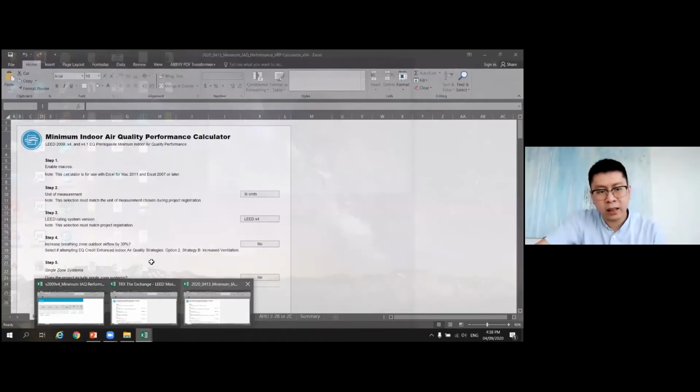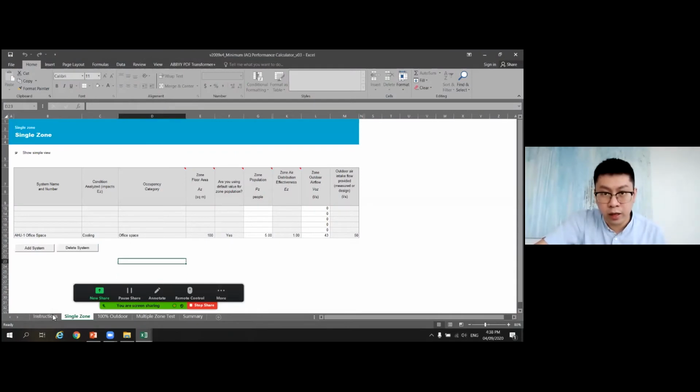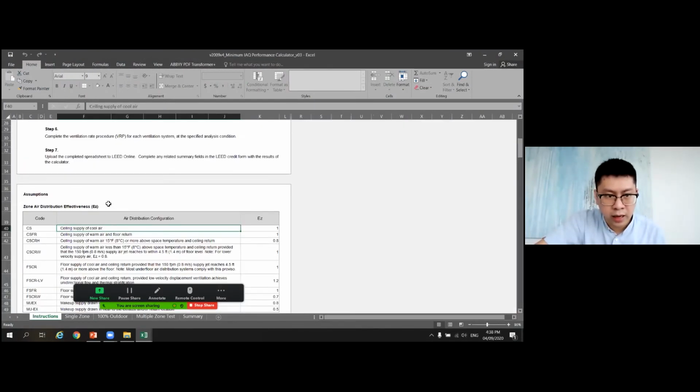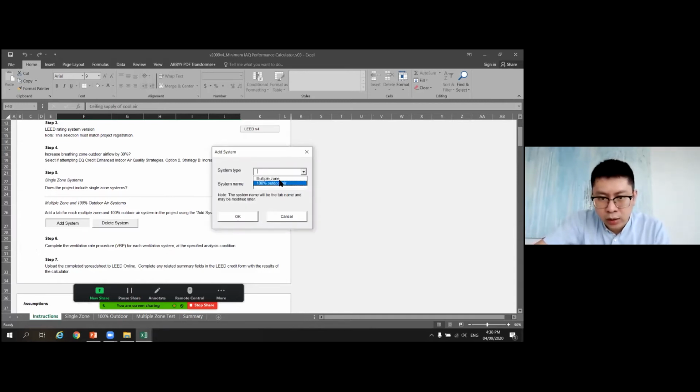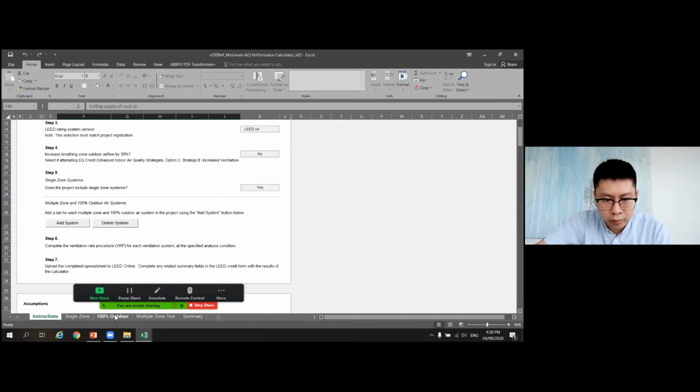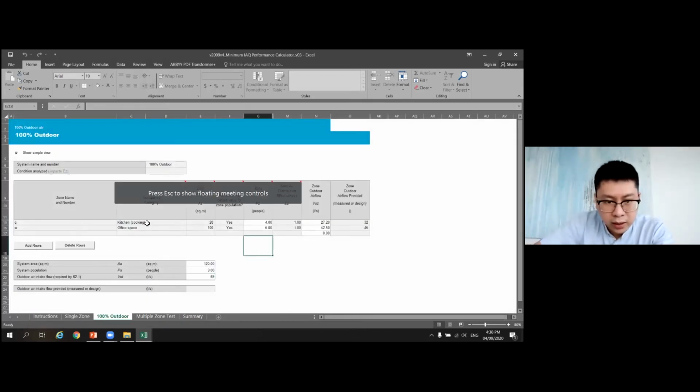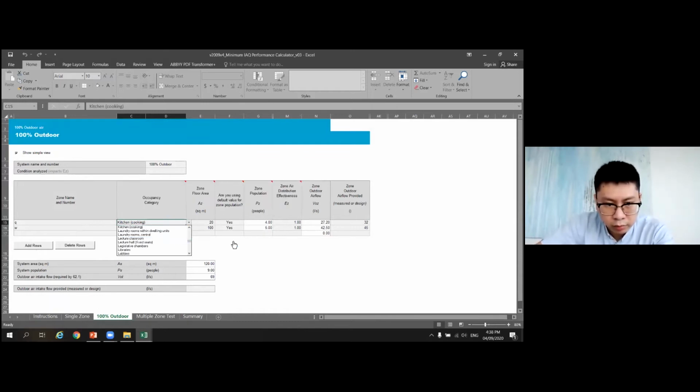So if we go back to the VRP calculator, next in step 5, we can add in either multiple zone or 100% outdoor air system. In this case, you can add system and choose 100% outdoor air and just put your system name. Alright, so for example, in this case, I just input some of the areas. So zone name, just name it. Let's say you have a kitchen cooking, 100% outdoor air.